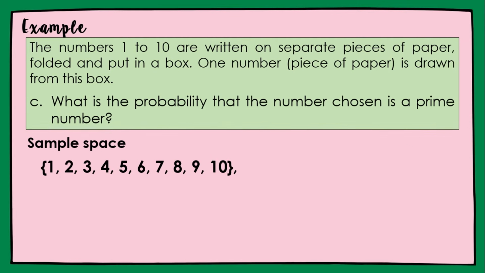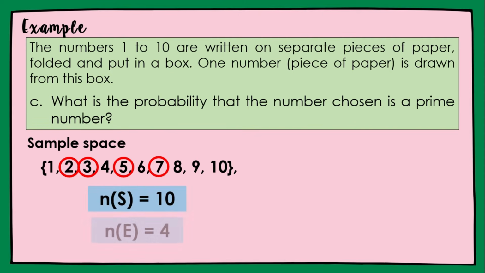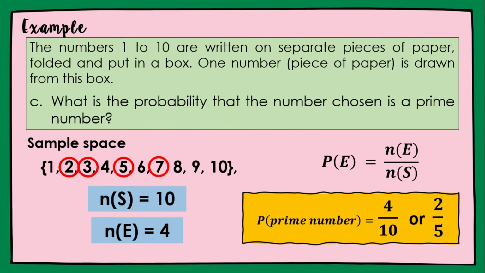Next, what is the probability that the number chosen is a prime number? We have here 4 prime numbers, which are 2, 3, 5, and 7. So N(E) is equal to 4. Again, substitute this in our given formula. We have 4 over 10 or 2 over 5. The probability of getting a prime number is equal to 2 over 5.